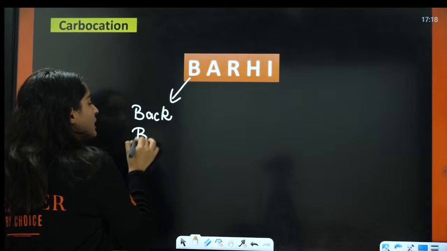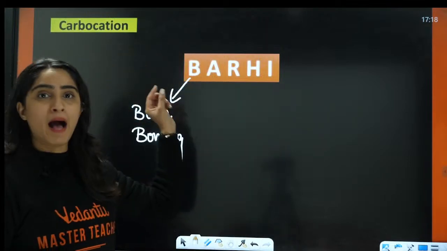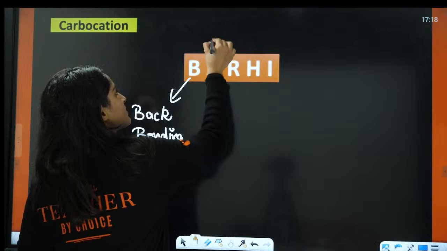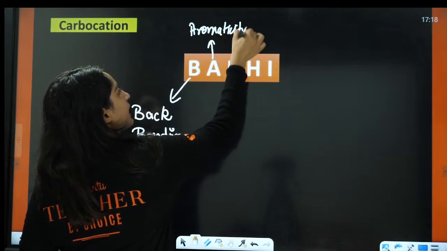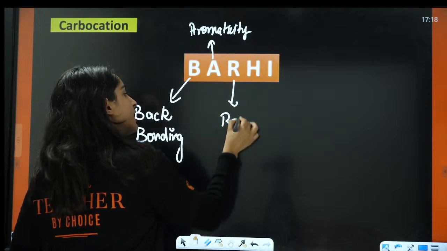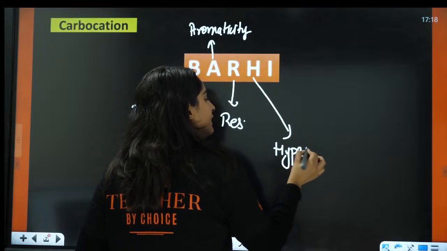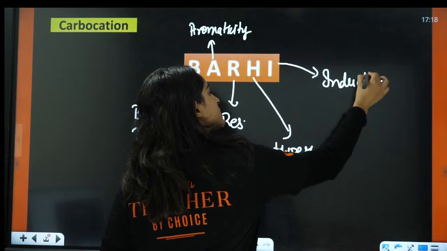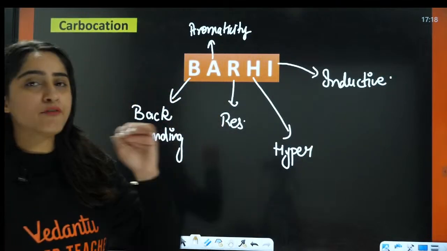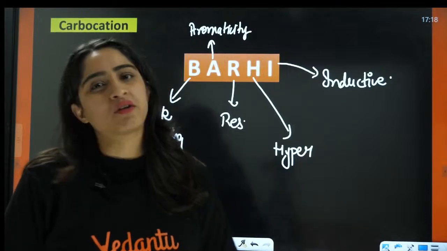This is actually the priority order of all the effects. So first priority is given to back bonding. Then there is aromaticity. Then we have resonance. Then we have hyperconjugation. And last is inductive effect.